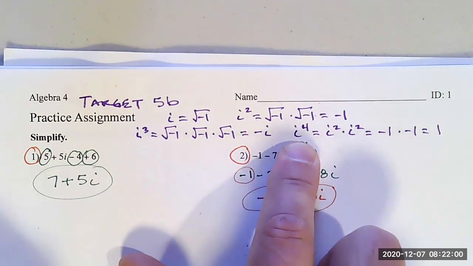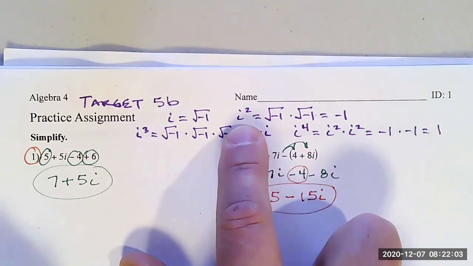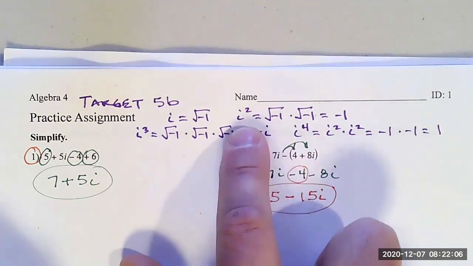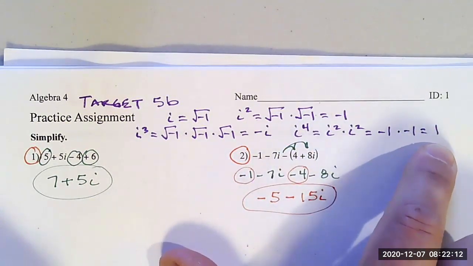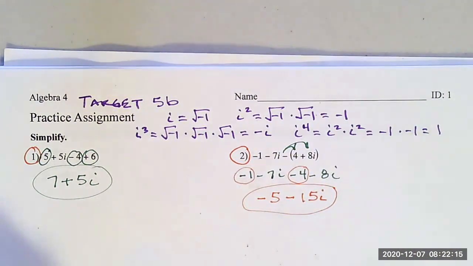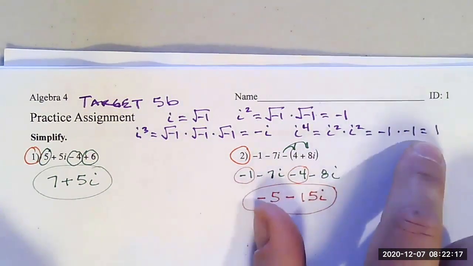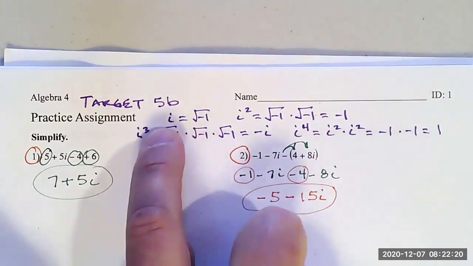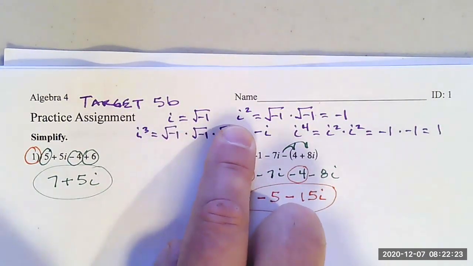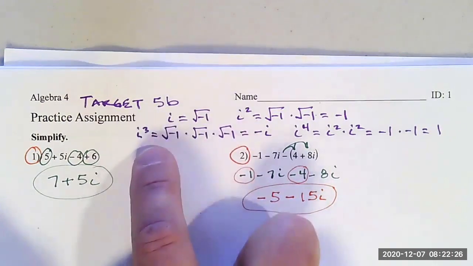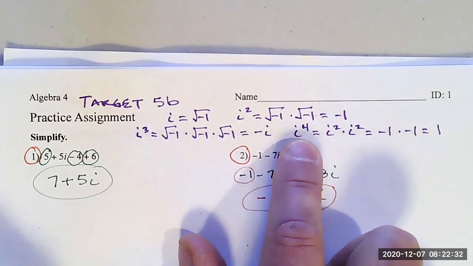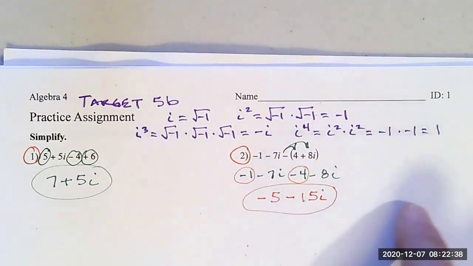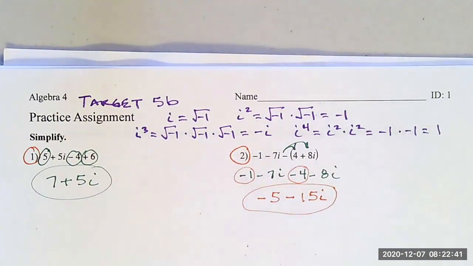And i to the fourth power is the same as the product of i squared and i squared. So if i squared is -1, the product of -1 and -1 is +1. And when you get to i to the fifth, sixth, seventh, eighth, this pattern repeats. So i to the fifth is i, i to the sixth is the same as i squared, i to the seventh is the same as i to the third, and i to the eighth, or anything that 4 will go into evenly, is always going to be 1. So it's i to the fourth, i to the eighth, i to the 12th, i to the 16th, and so on.